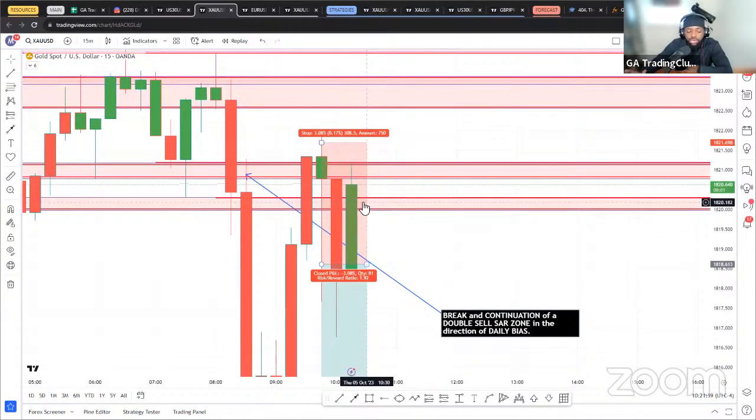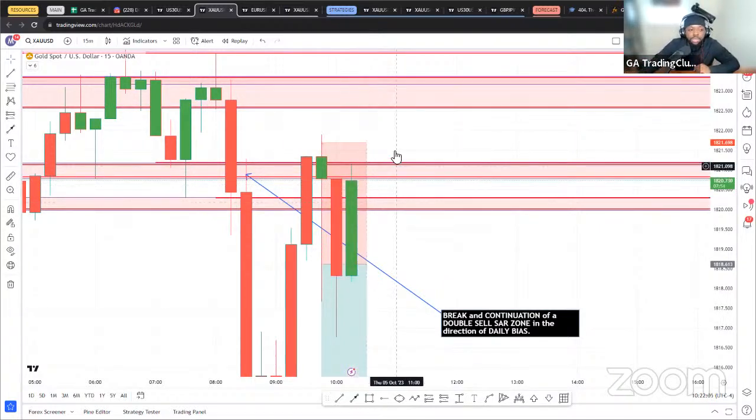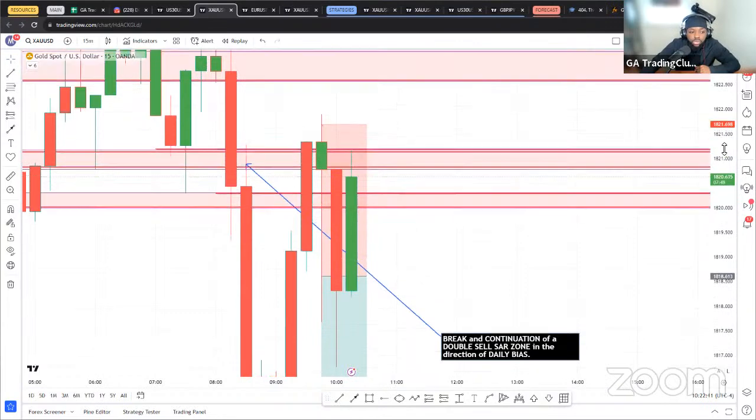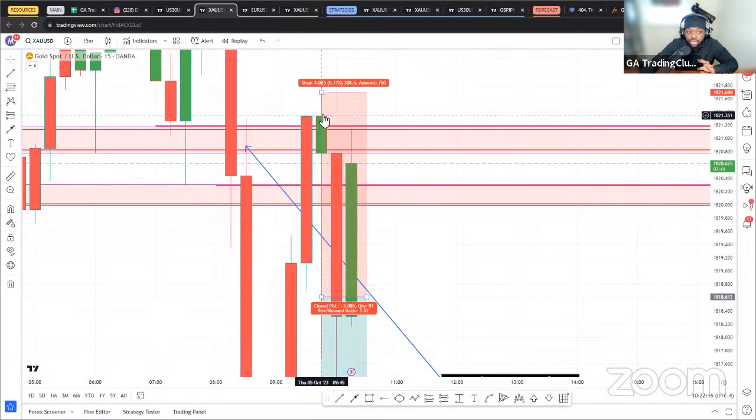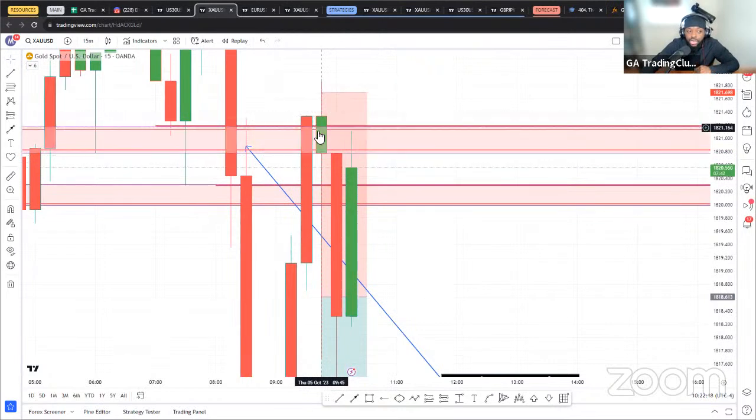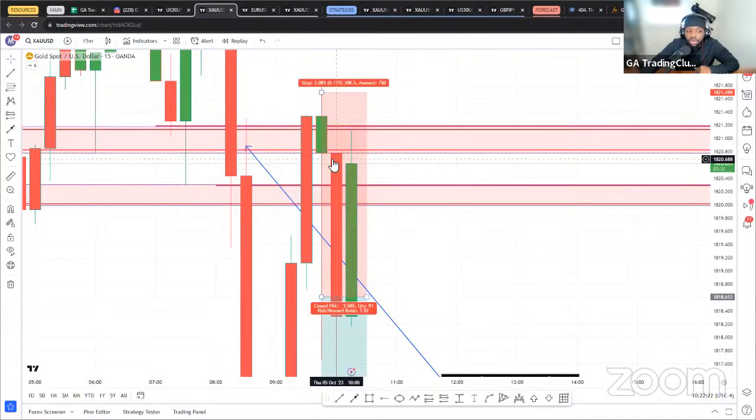Yesterday I told you guys, deal with one zone at a time. Don't try and combine two zones at the same time. So take this zone, ask yourself, is there an entry that has been given by this zone? One entry I can see that has been given by this zone, just this zone by itself: this candle, what did this candle do? It broke and closed below this double SAR. Okay, so that's a break candle. What did this candle do? It continued. So this is a break and continuation entry.